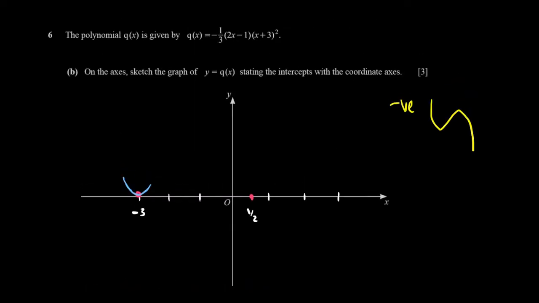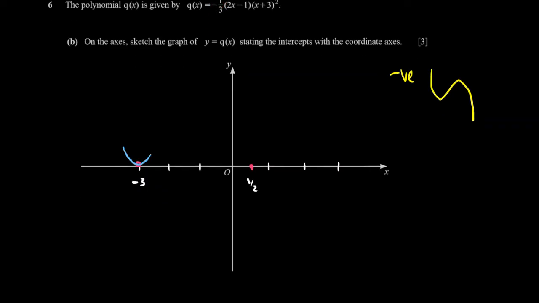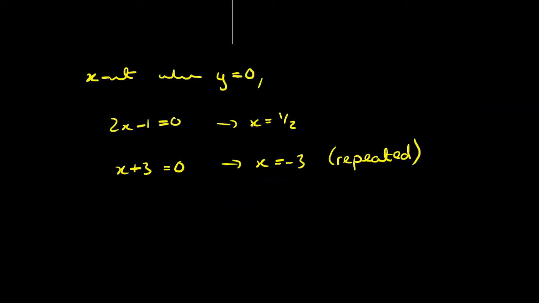So the first thing we want to include is the y-intercept. Where do we get a y-intercept? We get a y-intercept when x is equal to 0. Okay, so if x is equal to 0, we've got 0 times 0 minus 1, which is -1. And we've got 0 plus 3, which is 3, all squared, which is 9. So we've got -1 times +9, which is -9. We've got -9 times -1/3, which is +3.